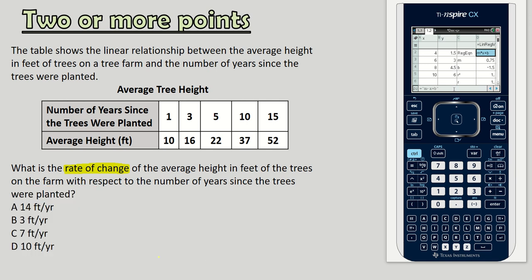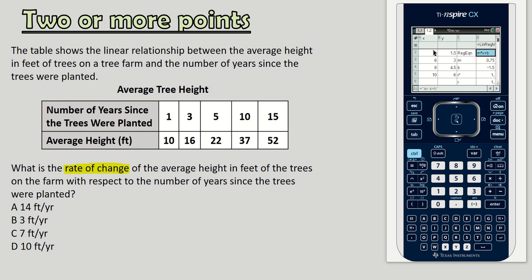In this case, the table shows the linear relationship between the average height in feet of trees on a tree farm and the number of years since the trees were planted. And of course, they give us a table of values. And the question reads, what is the rate of change of the average height in feet of the trees of the farm with respect to the number of years since the trees were planted? All they want here is for us to look for the rate of change. And of course, I do have my table.